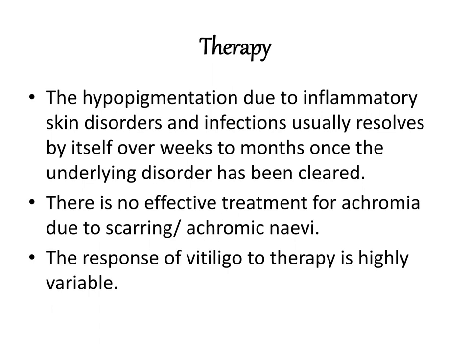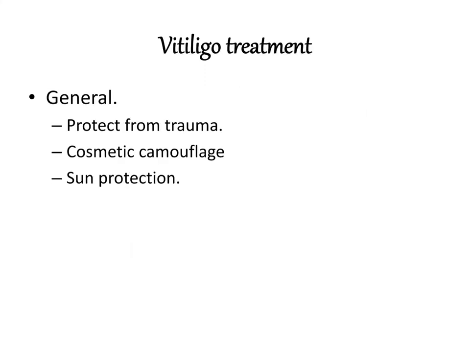So the treatment. The hyperpigmentation due to inflammatory skin disorders and infections usually resolves by itself over weeks to months once the underlying disorder has been corrected. There is no effective treatment for acromia due to previous scarring or achromic nevus. Vitiligo is one of the conditions which we try to treat, but the treatment outcome is highly variable. So a few things about vitiligo treatment.